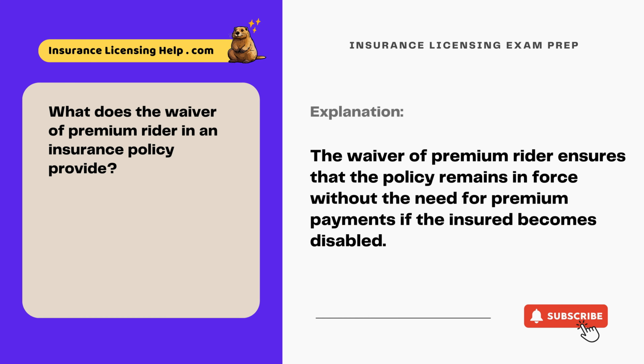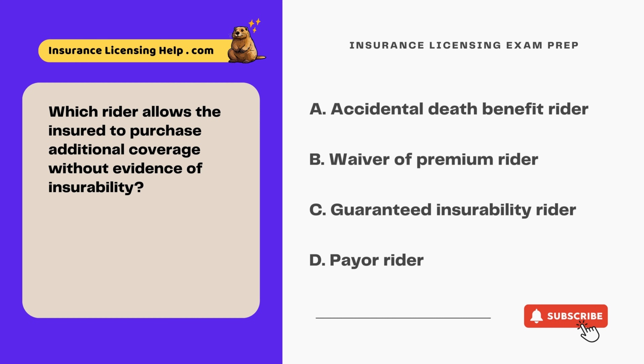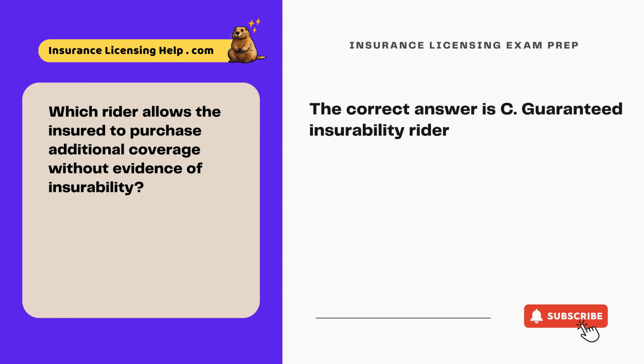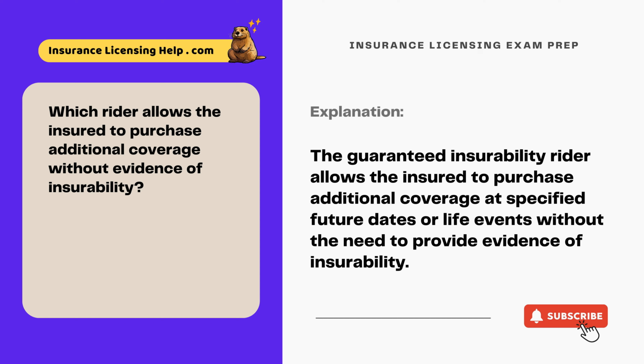insured becomes disabled. Which rider allows the insured to purchase additional coverage without evidence of insurability? A. Accidental death benefit rider. B. Waiver of premium rider. C. Guaranteed insurability rider. D. Payor rider. The correct answer is C. Guaranteed insurability rider. The guaranteed insurability rider allows the insured to purchase additional coverage at specified future dates or life events without the need to provide evidence of insurability.